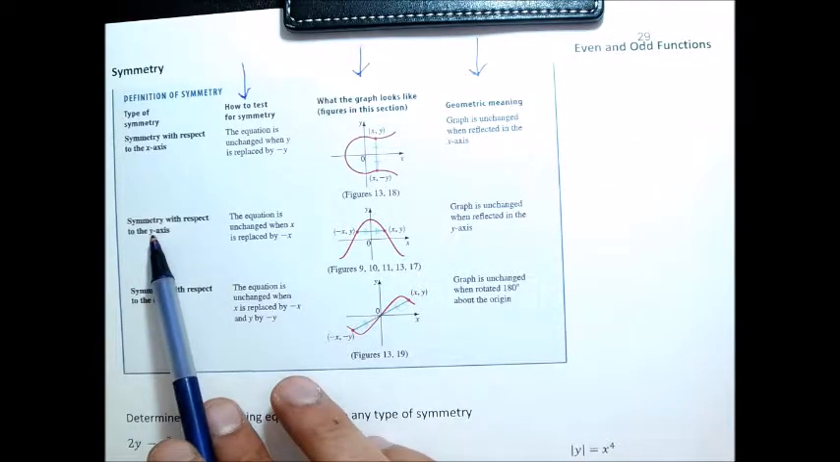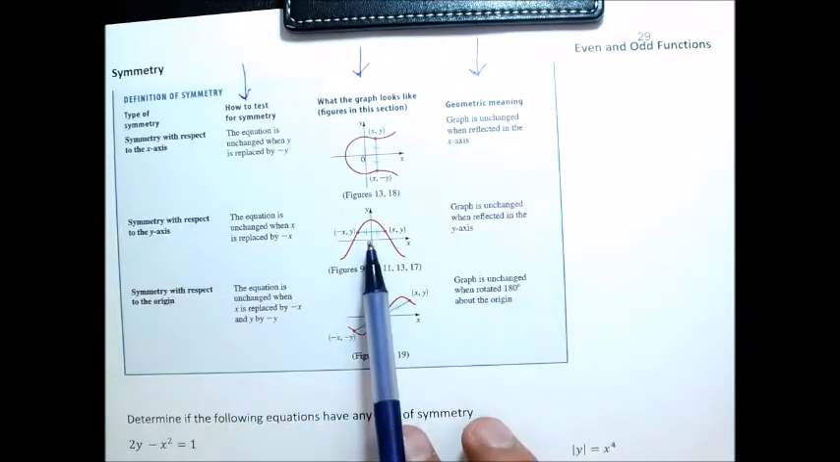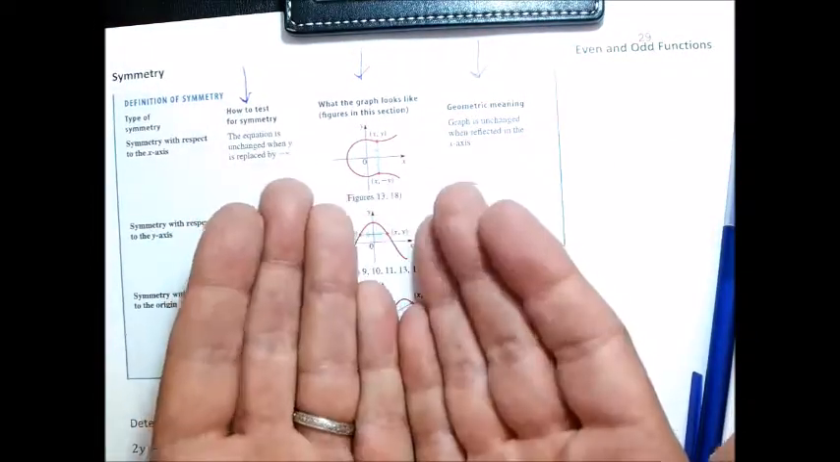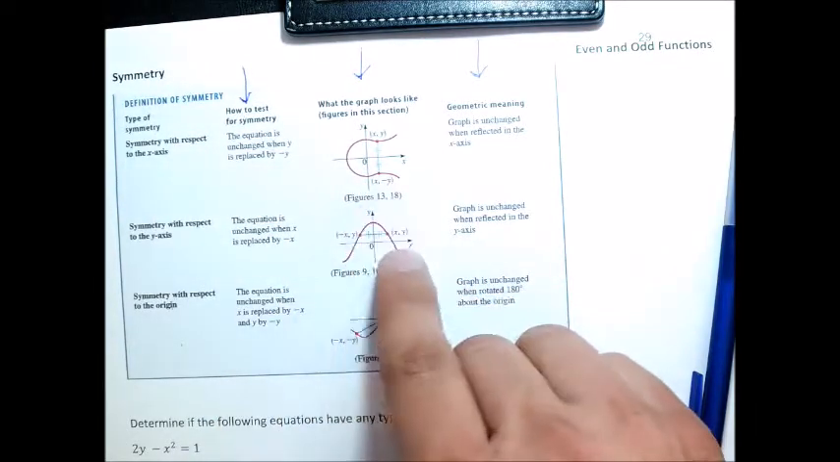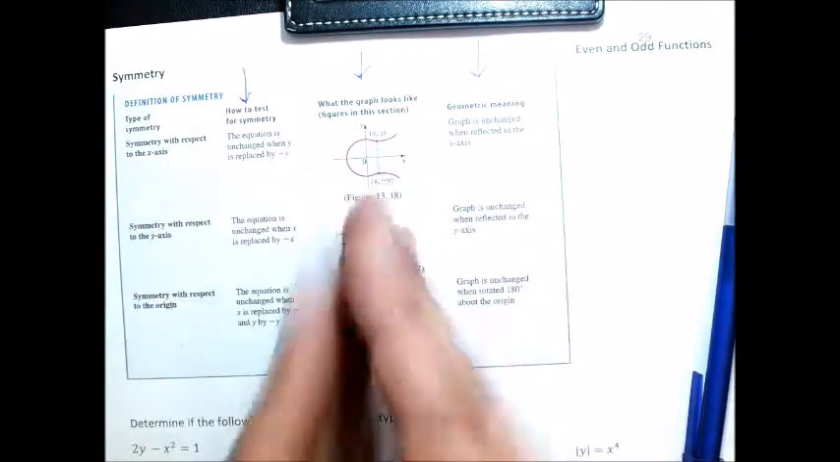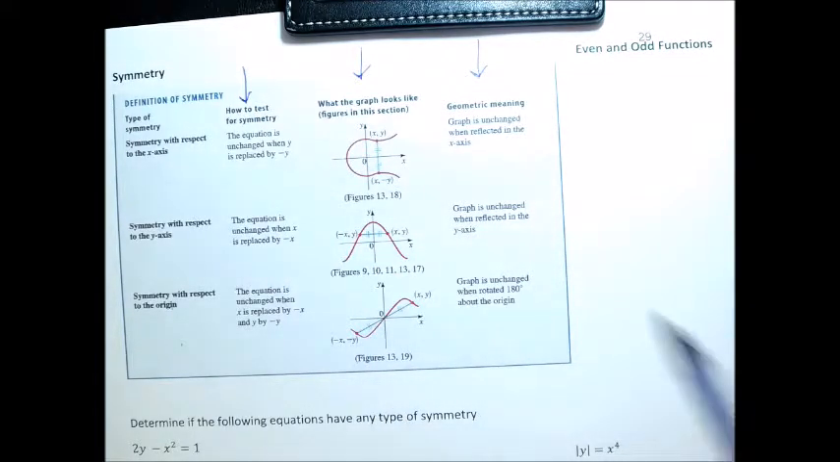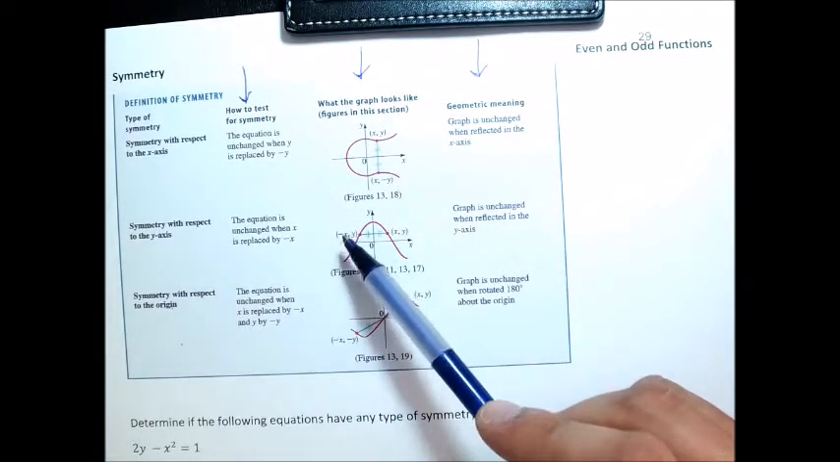Symmetry with respect to the y-axis is similar, except we would want to fold it along the y-axis. So if we took that graph and folded it like this along the y-axis, the two sides would line up with each other. And so it's similar but opposite, right?